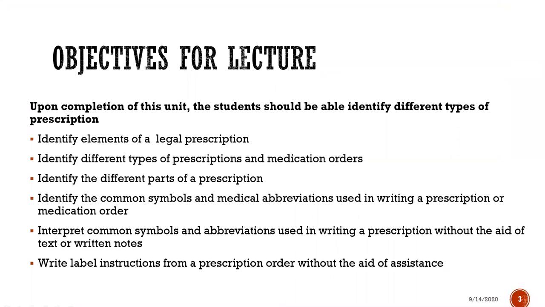So these are the objectives for this lecture. And the lecture will be divided into three parts. The first part, we'll be looking at legal prescription, the different types of prescription, and the parts of a prescription. The second part of the lecture will look at the common symbols and medical abbreviations, and we will then look at a third section with regards to medication errors and label writing.